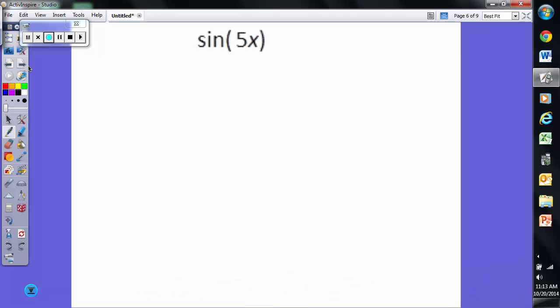The chain rule is most commonly used with trig functions because usually you don't just have sine of x, you usually have sine of something. So the derivative of the outside, so the derivative of sine is cosine 5x, and then times the derivative of the inside, which is 5. So the answer to this would be 5 cosine 5x. This is where it shows up the most.